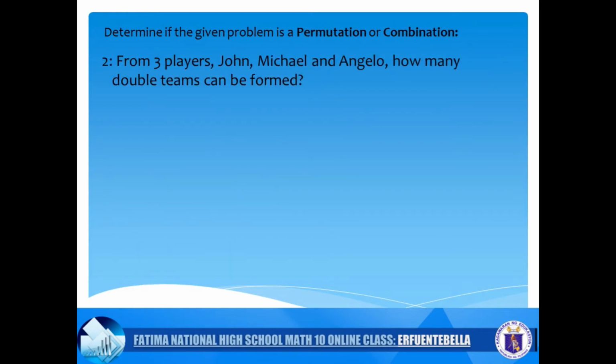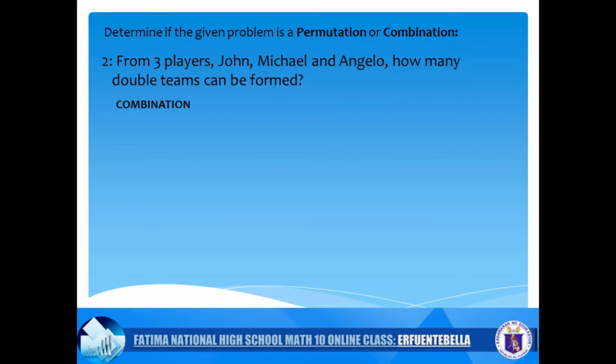Okay, so we have example number 2. So from 3 players, John, Michael, and Angelo, how many double teams can be formed? So ibig sabihin, magbuo tayo ng dalawang player as a team from those 3 players. Okay, so is this combination or permutation? So if your answer is combination, so you are correct.